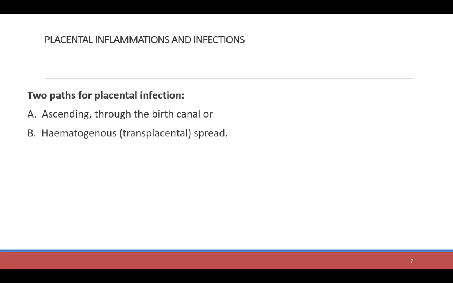As I said, most of the placental diseases are the so-called important pathologic entities in the placenta. We start with inflammation. In inflammation and infections, we have two paths for placental infection. It's so important to recognize the two paths. We have the one that ascends through the birth canal itself, and the one that comes from the hematogenous route. So two inlets for inflammation: either the canal itself or the hematogenous route.